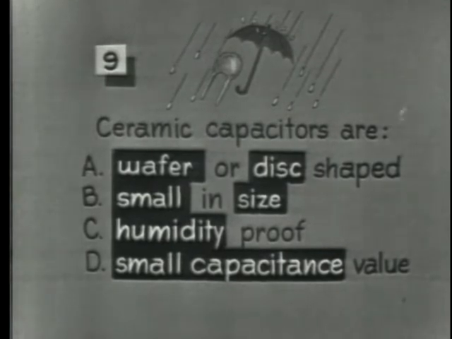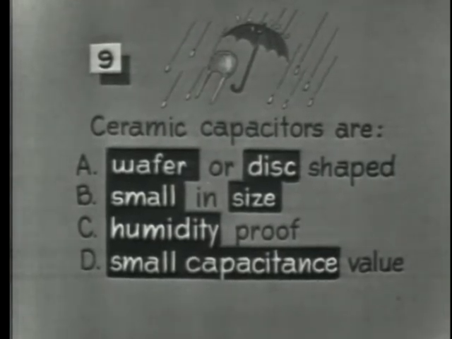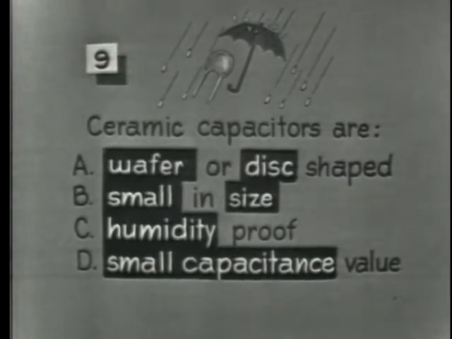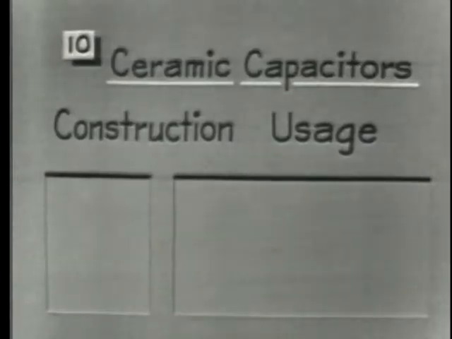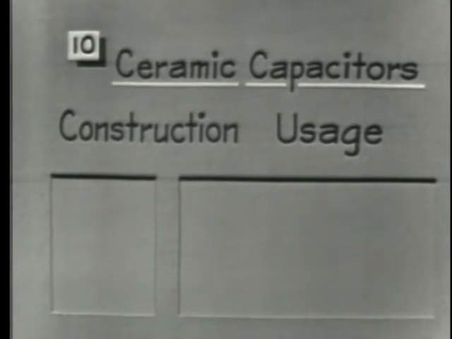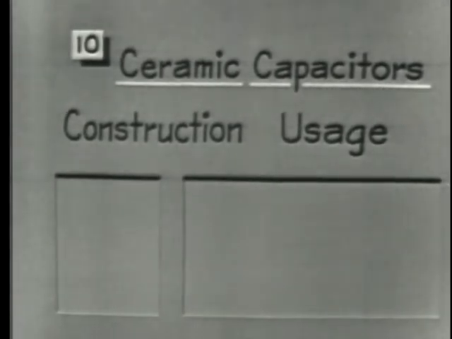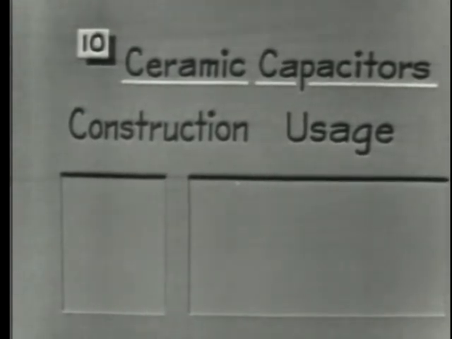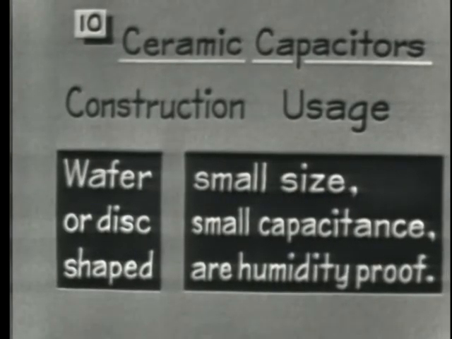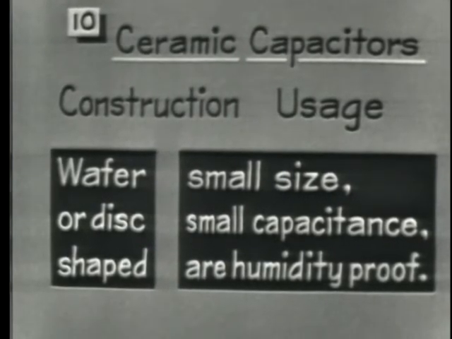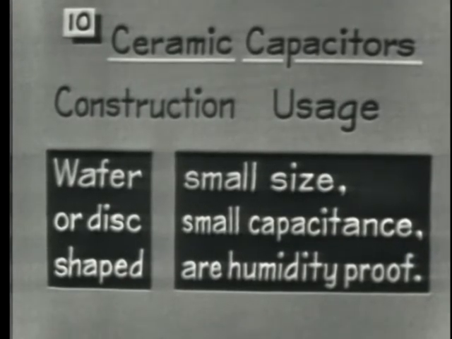The desired answer in this case is ceramic capacitors are wafer or disc shaped, small in size, have small capacitance, and are humidity proof. Any order is okay here. Now try number 10. The construction is wafer or disc shaped, and under usage, you should have small size, small capacitance, and humidity proof.